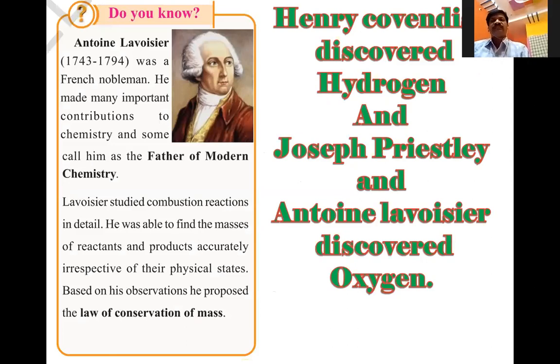We know the scientist Henry Cavendish discovered hydrogen. And Joseph Priestley and Antoine Lavoisier commonly discovered oxygen. What did he discover, how did he discover, what did he explain? We know Antoine Lavoisier is a French scientist, known as the father of modern chemistry. He explained the law of conservation of mass by experiments.